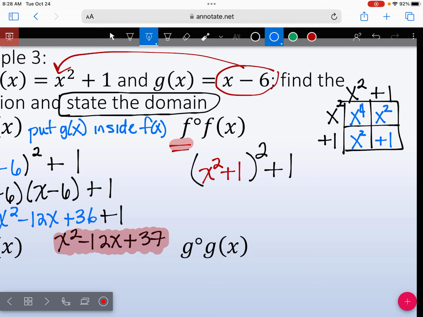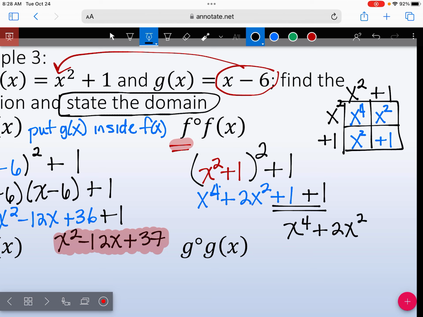All right, so that's going to give us x to the fourth plus 2x squared plus 1. Now bring down that plus 1 that was already there. Combine these together, and your final answer will be x to the fourth plus 2x squared plus 2.